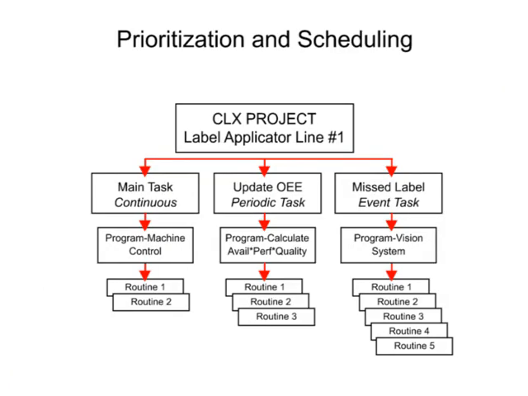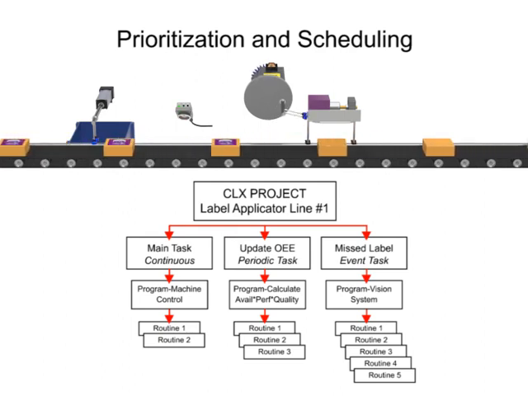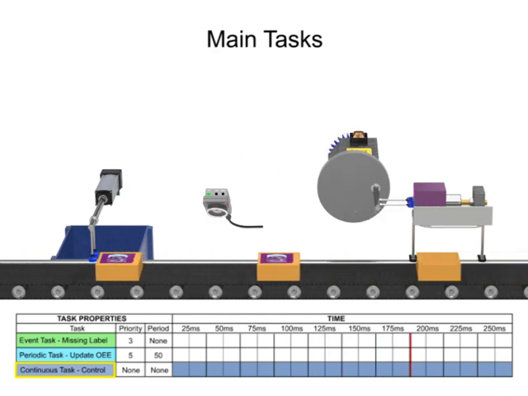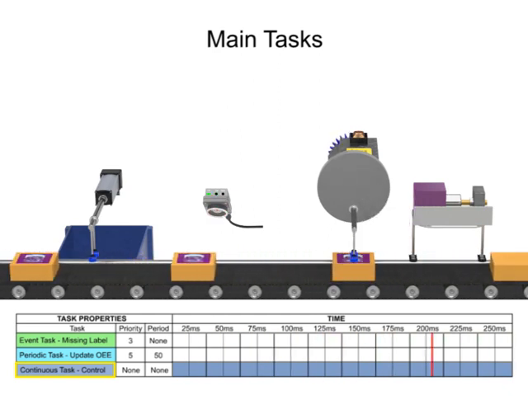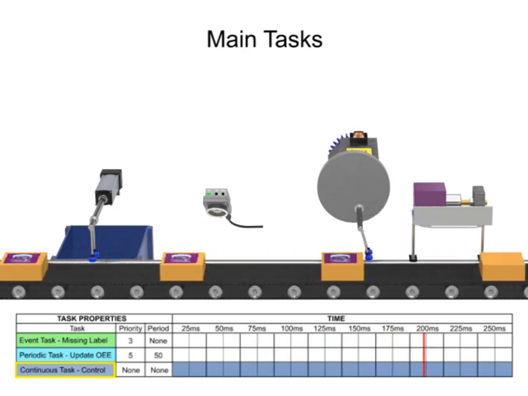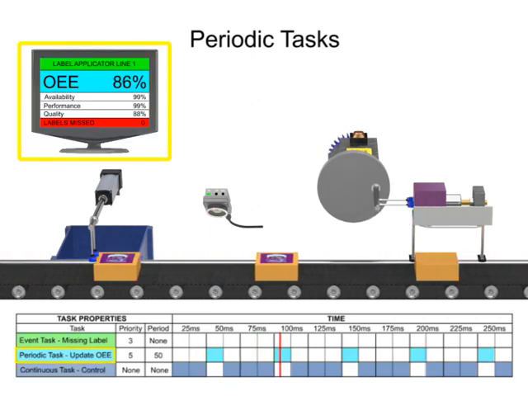Prioritization and scheduling of tasks is demonstrated with a label applicator production line. The continuous task controls the overall machine functions and conveyor control. A periodic task is assigned to execute every 50 milliseconds to update a visual display with current OEE data.